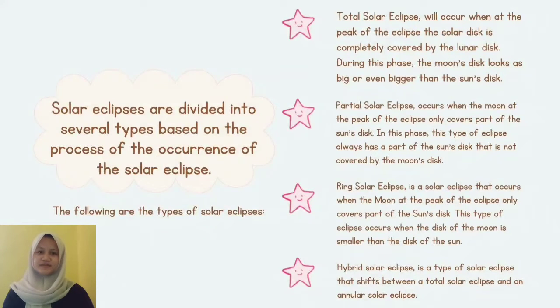3. An annular solar eclipse is a solar eclipse that occurs when the moon at the peak of the eclipse only covers part of the sun disk. This type of eclipse occurs when the disk of the moon is smaller than the disk of the sun. 4. A hybrid solar eclipse is a type of solar eclipse that shifts between a total solar eclipse and an annular solar eclipse.